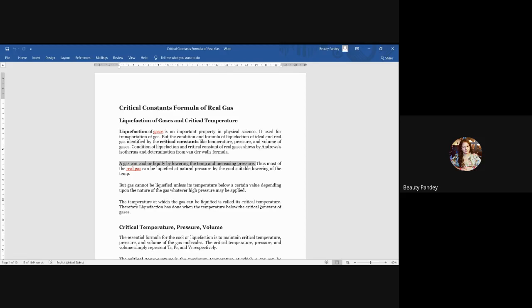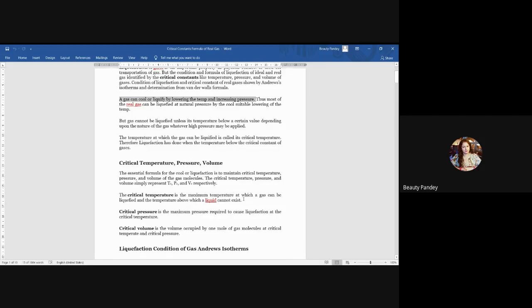So the temperature at which the gas can be liquefied is known as the critical temperature. The critical temperature is the maximum temperature at which a gas can be liquefied and the temperature above which a liquid cannot exist. Remember this. What exists above the critical temperature? Supercritical liquid. Liquid does not exist.